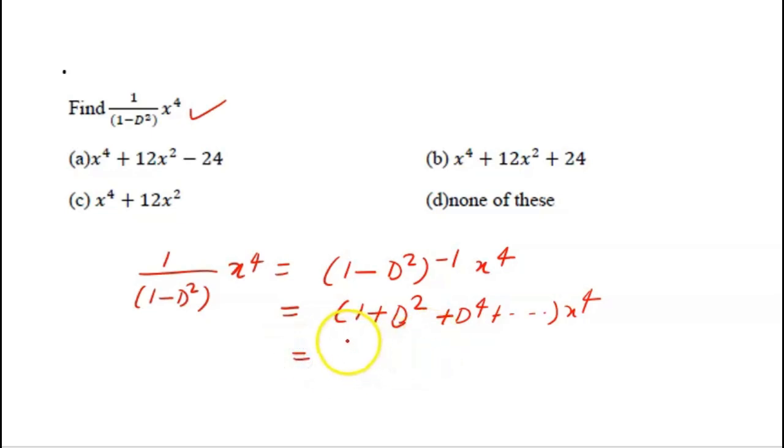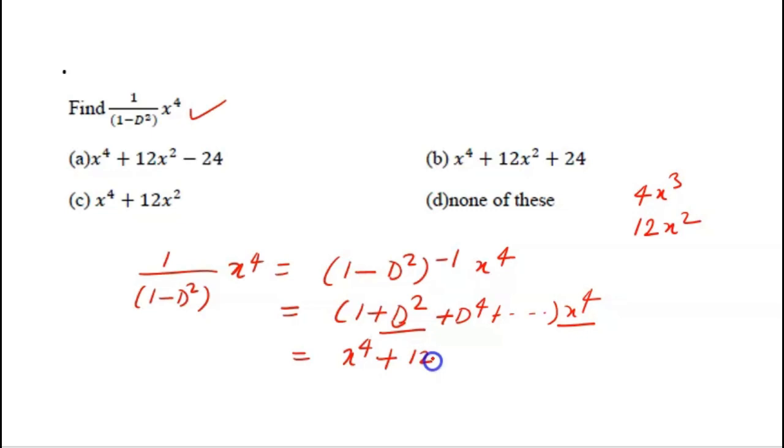So this time I am solving it quickly. So 1 into x to the power 4 is x to the power 4. Then d square of x to the power 4: if you differentiate x to the power 4 once, you will get 4x cube. If you differentiate it again, you will get 4 into 3, 12x square.